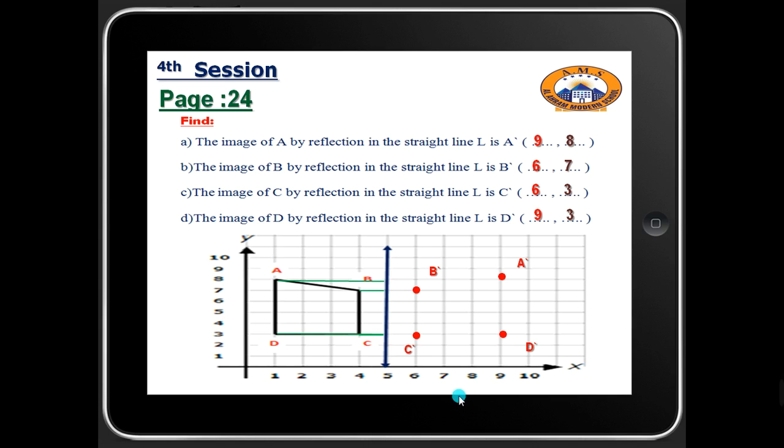Now I'm going to connect A dash, B dash, C dash, D dash to get the image of this polygon. So here I will connect A with B with C and D by using your ruler, so you get the reflection of the image here.